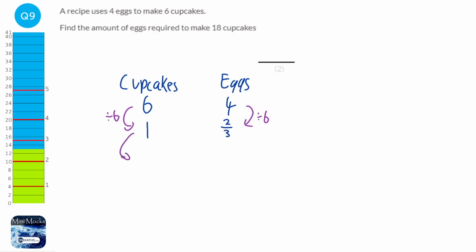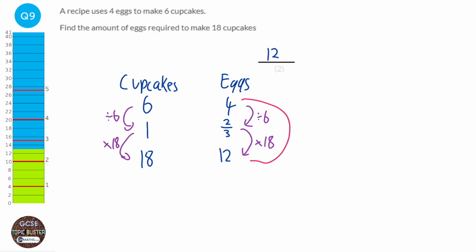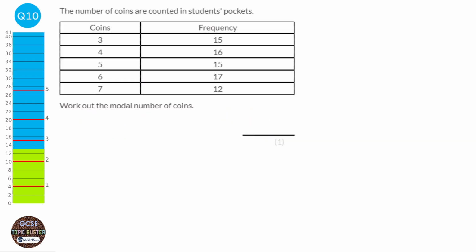And we're looking to make 18 cupcakes. So I'm going to times that by 18 on both sides. So for 18 cupcakes, 2/3 times 18 is going to be 12 eggs. So we're going to require 12 eggs. Something else we could have done to go straight there is just times the amount of cupcakes by 3 and times the amount of eggs by 3.